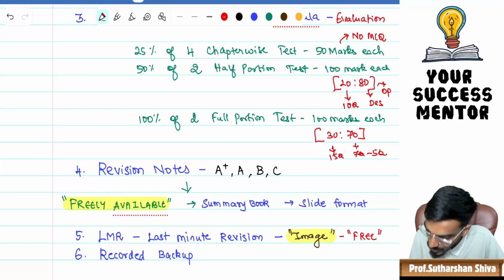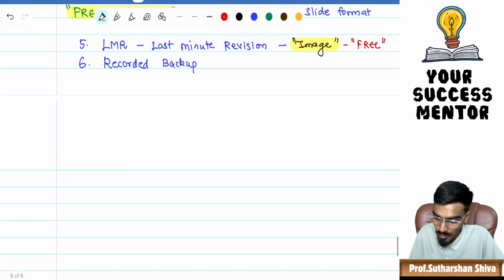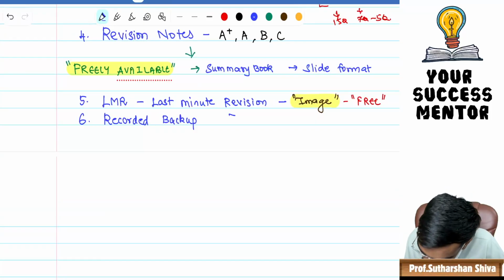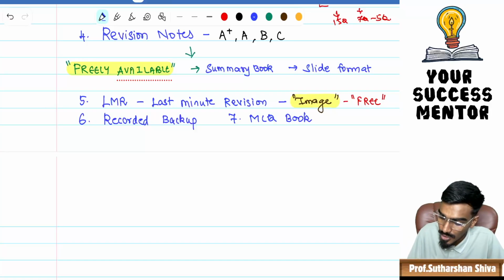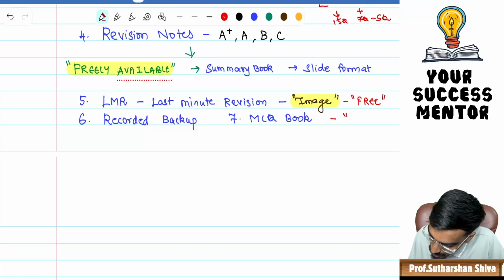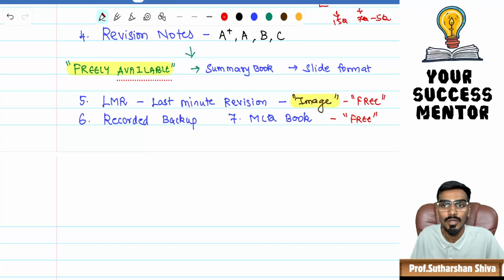One more thing we missed. What is the thing we missed? You will get a MCQ book. You will get a MCQ book, which is also free. You can take a printout, which is for that 30 marks.